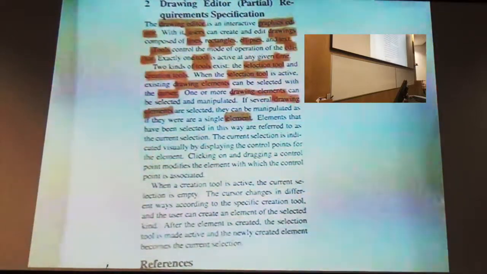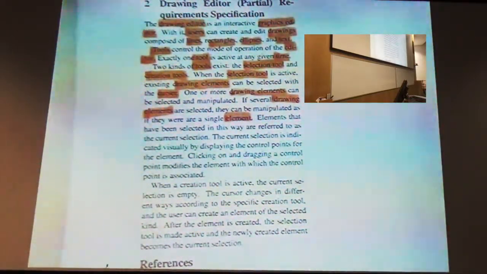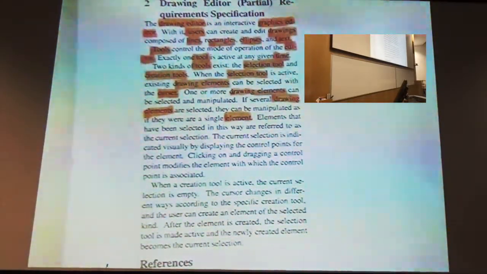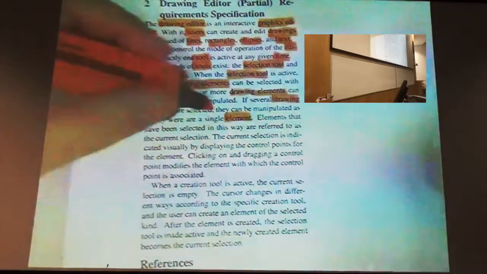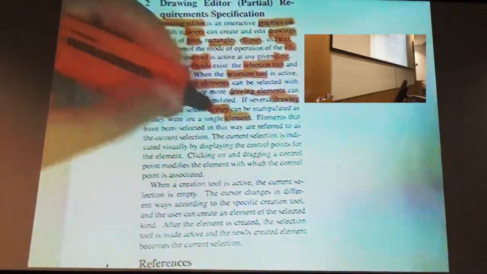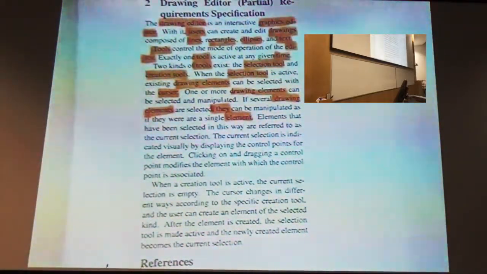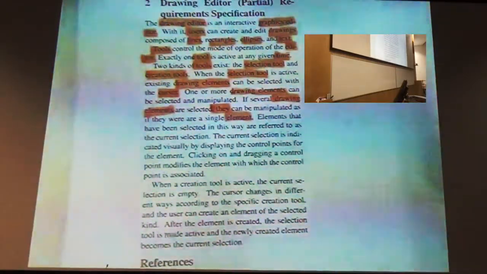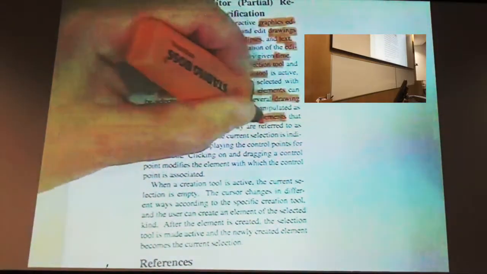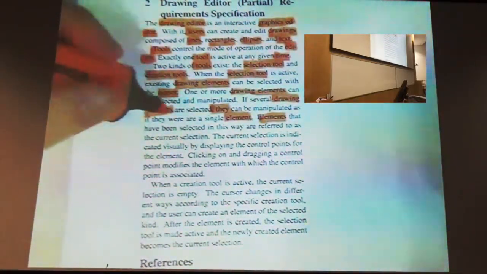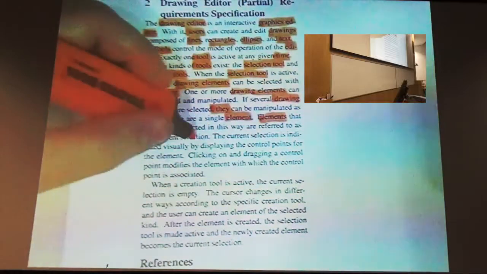They can be manipulated. Anybody know what that's called? That's tricky. Anybody good at English grammar? That's a passive voice sentence. That's what's called a passive sentence. They, strictly speaking, that is a noun. Elements that have been selected in this way are referred to as the current selection.